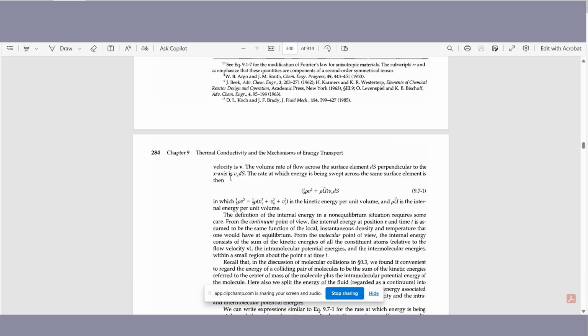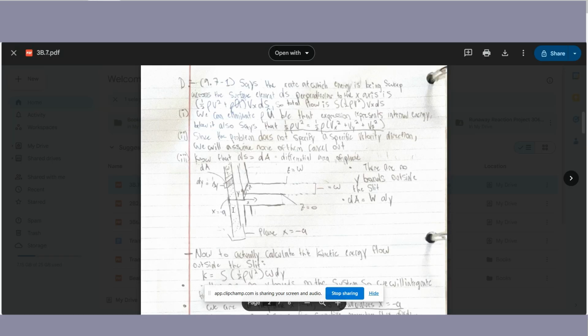Is perpendicular to the x-axis. So this is the plane perpendicular to the x-axis. And so basically you just need to find a way to get a differential area that is going to cover this whole plane. So in the y direction, I did the differential with respect to y.